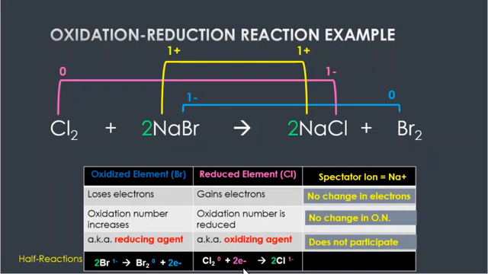Looking at the half reaction for chlorine, notice chlorine, the diatomic molecule, is going to gain 2 electrons. So each chlorine atom will gain 1 electron. As a result, the products will have 2 chloride ions in the end. Now, if you look at sodium, notice that since sodium does not participate, there is no half reaction written for sodium.